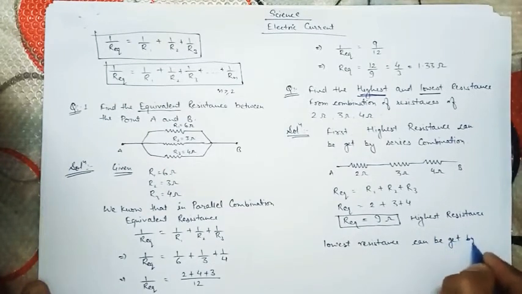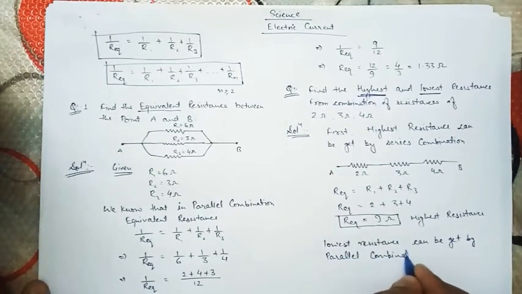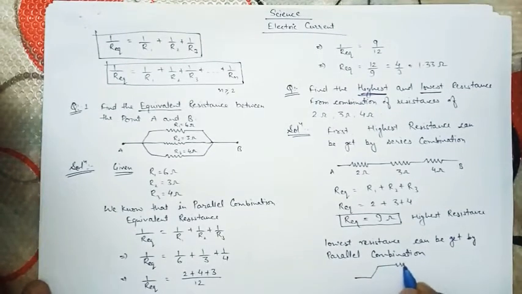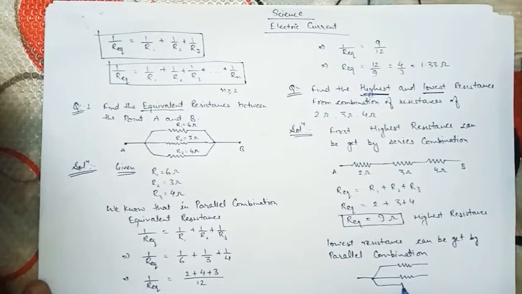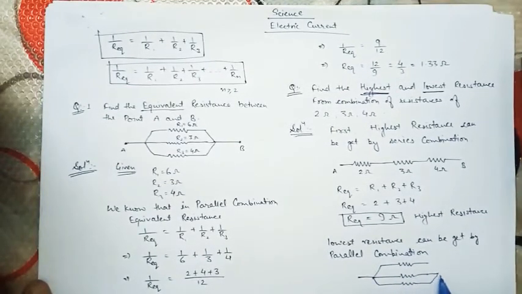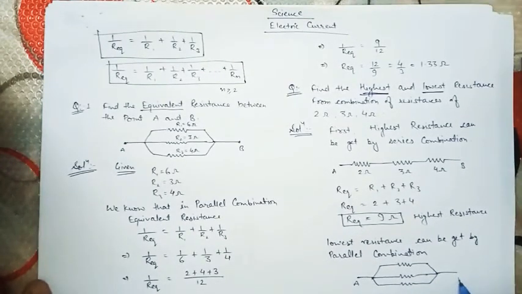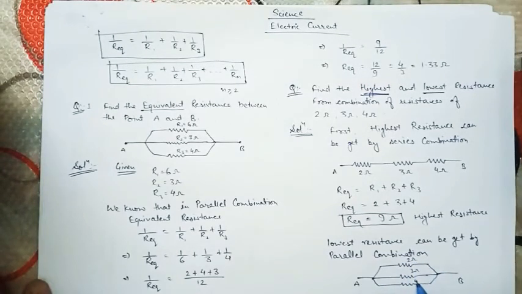Get by the parallel combination. Okay, now you draw the diagram. Parallel combination में okay, there's a point A, point B. This is 2 ohm, 3 ohm and 4 ohm.